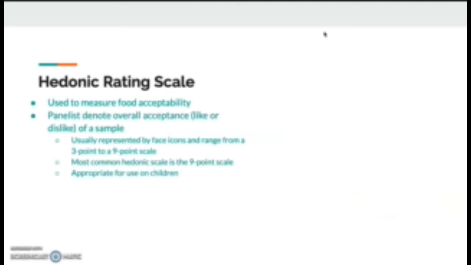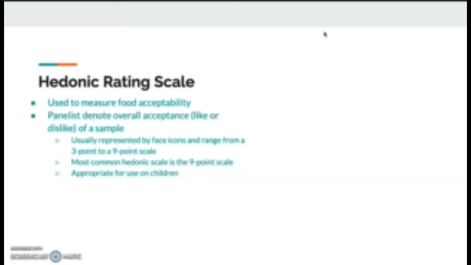Some other subjective ways to measure food include the hedonic rating scale, which is used to measure food acceptability. Panelists are instructed to denote overall acceptance, like or dislike, of a sample. The hedonic scale is usually represented by face icons and ranges from a 3-point to a 9-point scale. The most common hedonic scale is the 9-point scale.